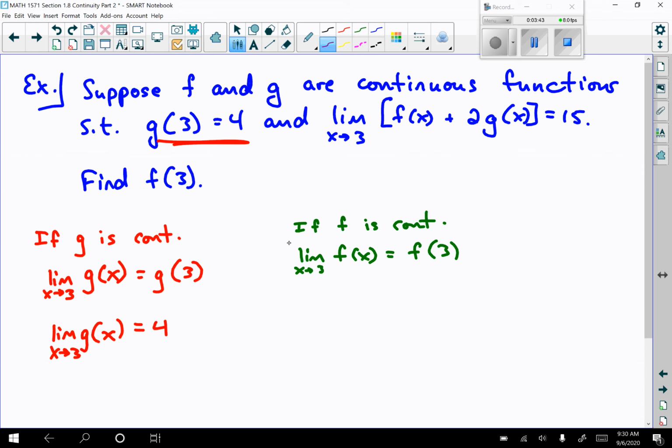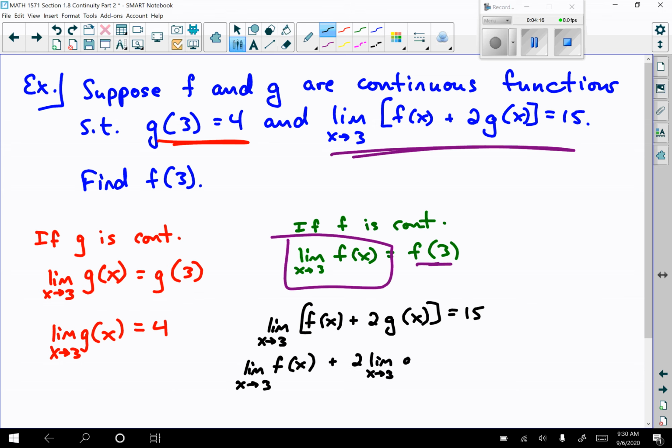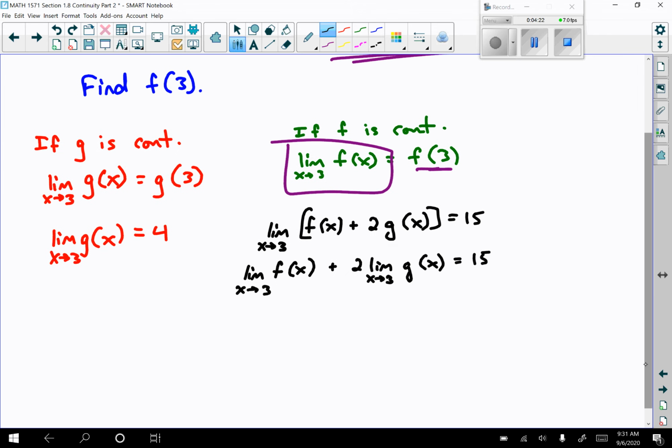So that's what we're going to do. If we could find this part right here, then we will know this part right here. And that's where this part is going to come into play. So I know if I have the limit as x approaches 3 of f of x plus 2 times g of x, that's equal to 15, we could use our limit laws to separate this. So now this becomes the limit of f of x as x approaches 3 plus 2 times the limit as x approaches 3 of g of x is equal to 15. You guys pause the video, see if you can figure the rest of this problem out, and then go ahead and continue.